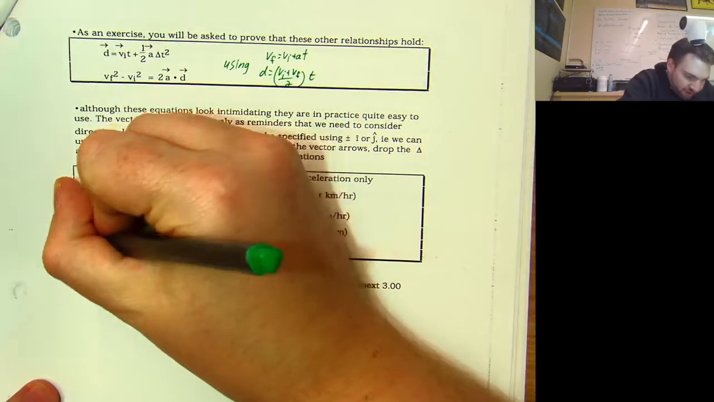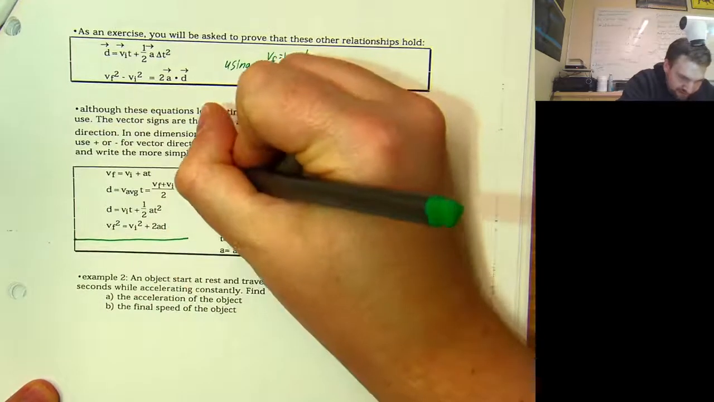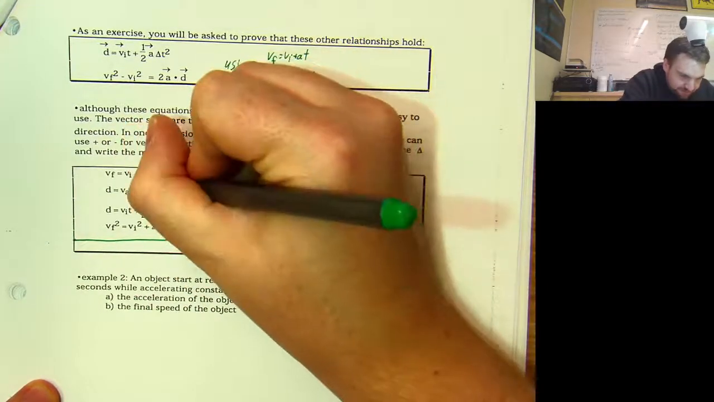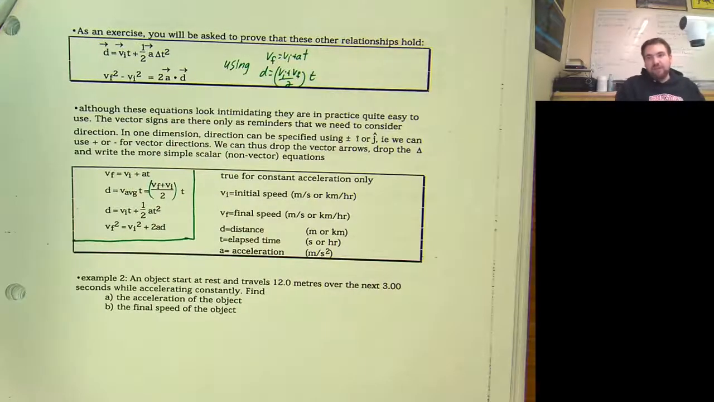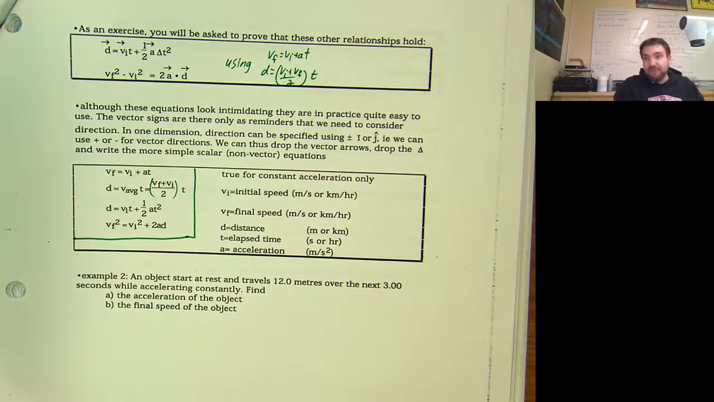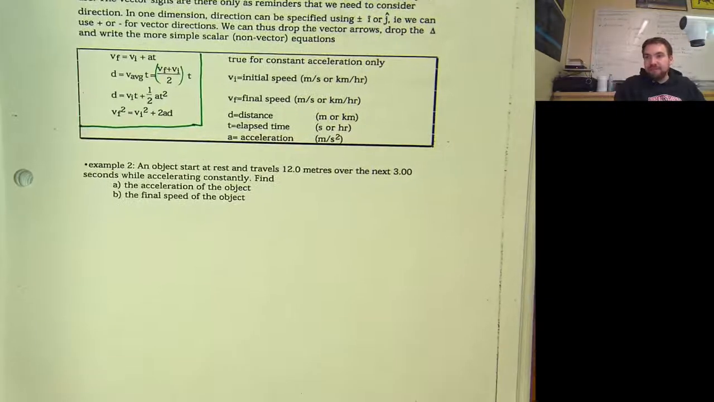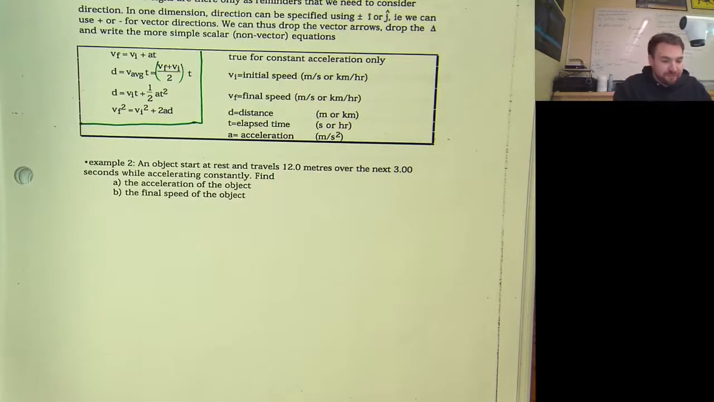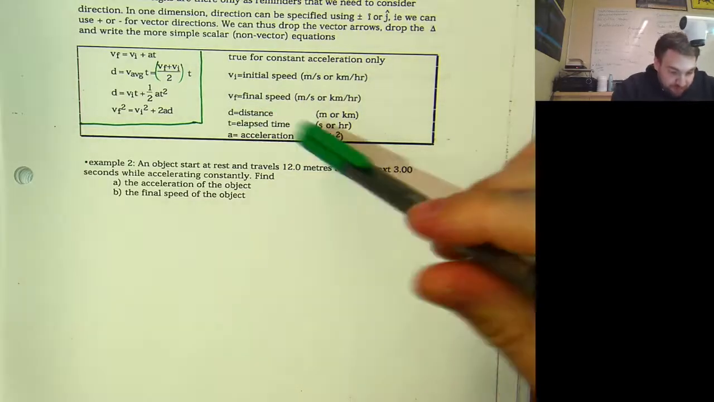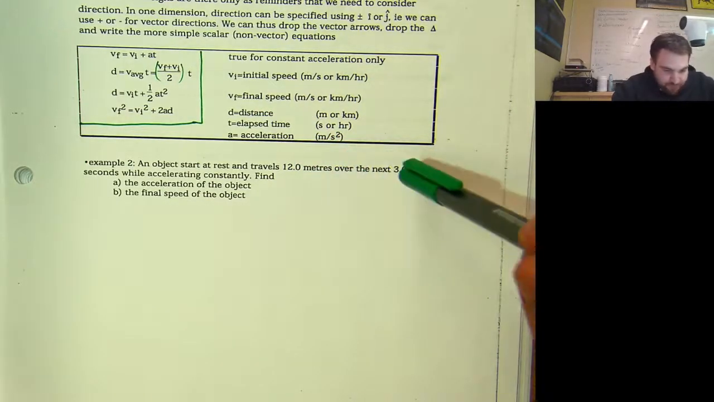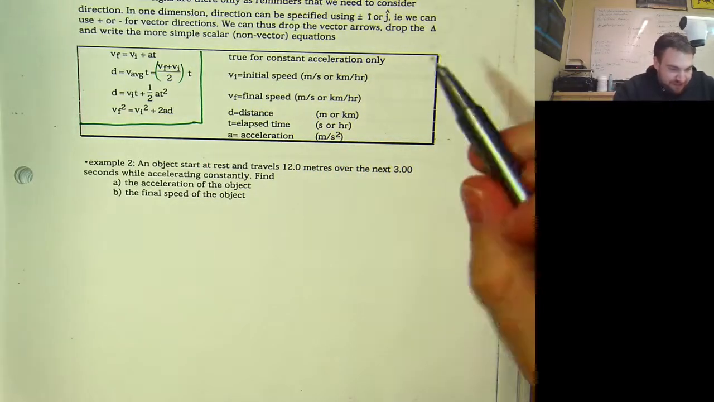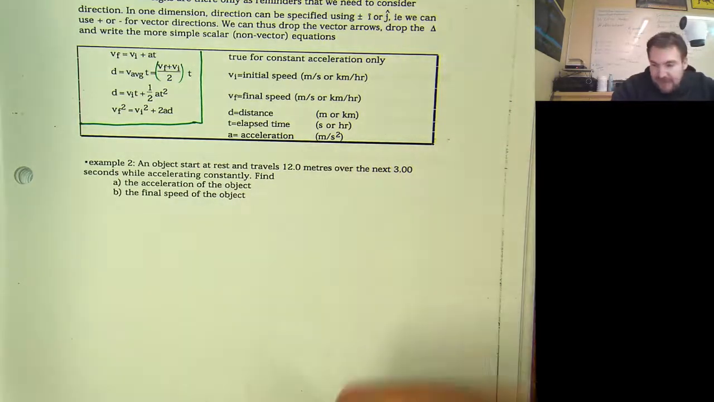So here are the kinematic equations that you would have looked at last year. Now we're just going to use a couple of these as a bit of a review before we start introducing vectors. We've got an object starting at rest, traveling 12 meters over the next 3 seconds while it's accelerating constantly. We want to find the acceleration and the final speed.